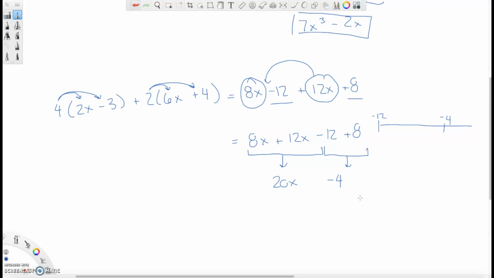So guys, we rewrite this final expression as 20x minus 4, and we're done.